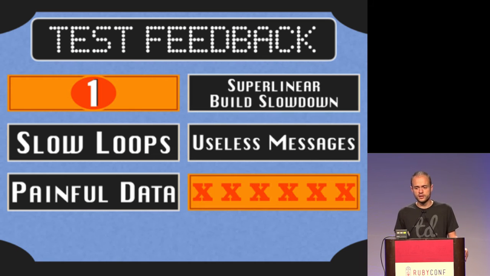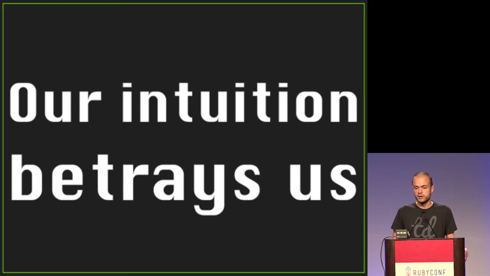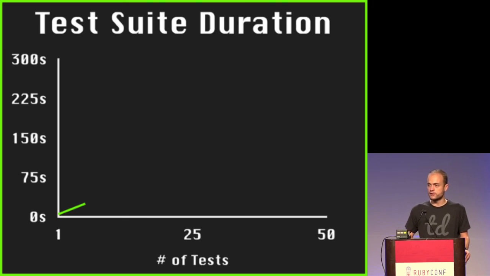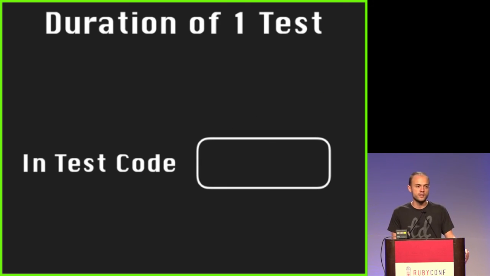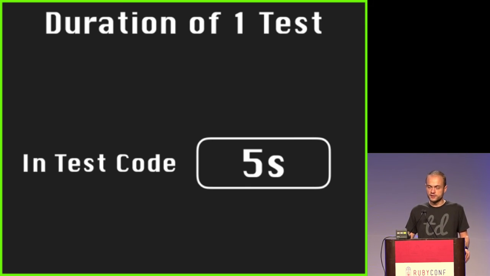Speaking of stuff getting slower, let's talk about one of my favorite phenomena, superlinear build slowdown. Our intuition about how long our tests are going to take to run really betrays us, because if we write one integration test and it takes 5 seconds to run, we assume that if we write 25, it's going to take 25 times as long, and if we write 50, it's going to take 50 times as long. The reason we assume that is because we think the duration of one test means we're spending 5 seconds in test code because it's a 5-second test.